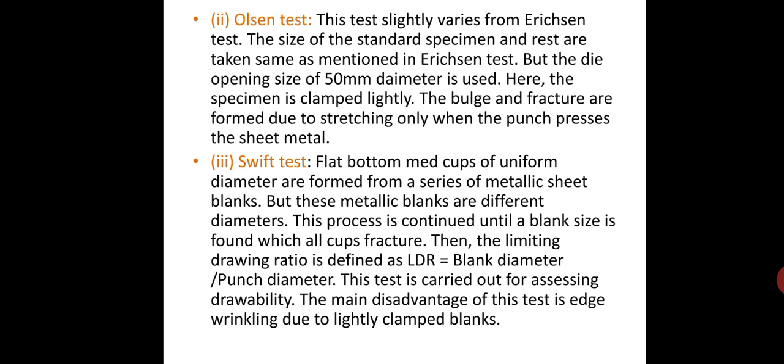And the next test is the Swift test. Flat bottom cups of uniform diameter are formed from a series of metallic sheet blanks, but these blanks have different diameters. This process is continued until the blank size is found at which all cups fracture. The LDR, or limiting drawing ratio, is the ratio of the blank diameter to the punch diameter.